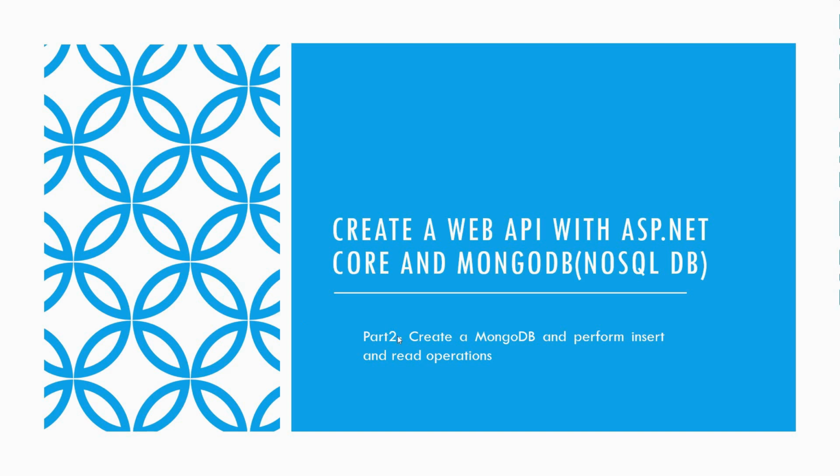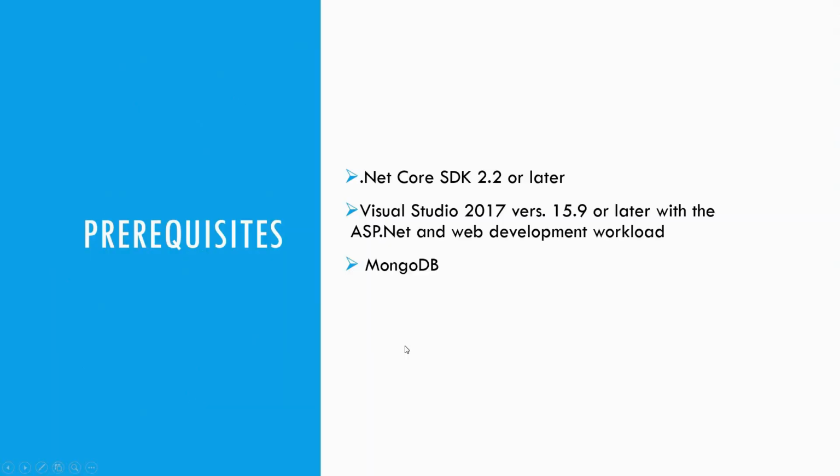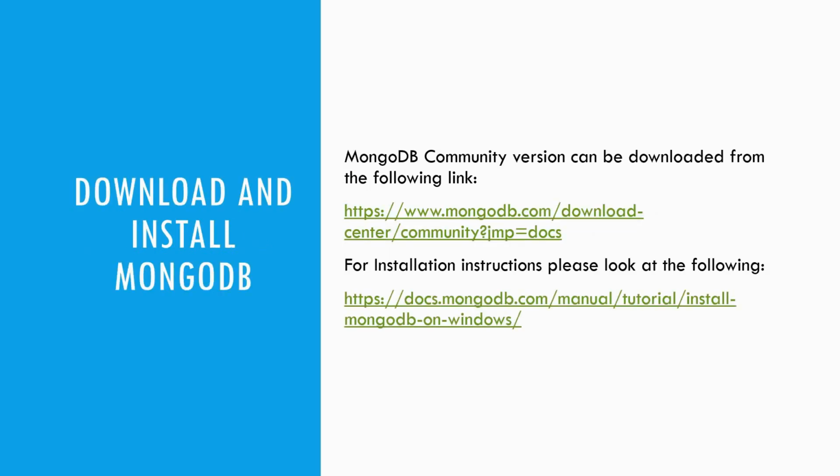Now, the prerequisites for performing the rest of this project are that you need to install .NET Core SDK 2.2 or later, and you need to upgrade your Visual Studio 2017 to version 15.9 or later with the ASP.NET and web development workload, and also install MongoDB. So where to download and install MongoDB, and how to install MongoDB?